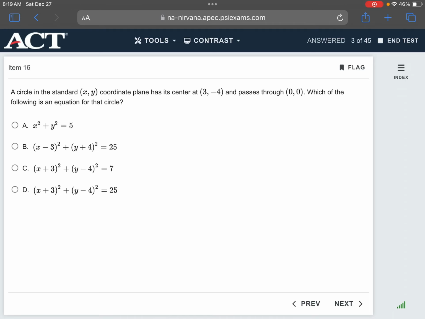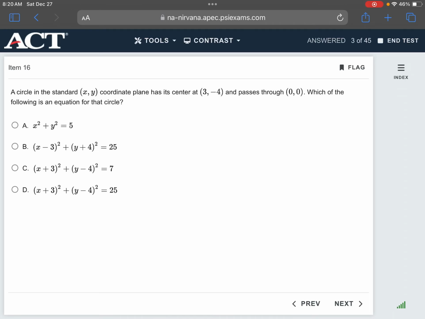So, we're ready to roll. The circle here in the standard XY coordinate plane, again, that just means the graph that you're used to seeing, has a center at 3, -4 and passes through the point 0, 0. Which of the following is an equation for that circle? Okay, so a couple of things here. We can use Desmos to power through this one, no problem.